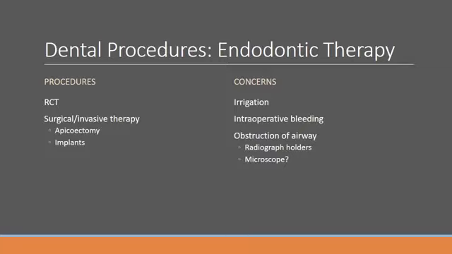Oftentimes, once again, with the use of rubber dams and some of the difficulties we can have by placing radiograph holders, that's going to increase the likelihood of the patient becoming obstructed. So, if that happens, what are we going to do? We're going to quickly take the rubber dam off, suction the airway, remove the radiograph holders, etc., to make sure that we maintain that patent airway. That is of the utmost key importance.